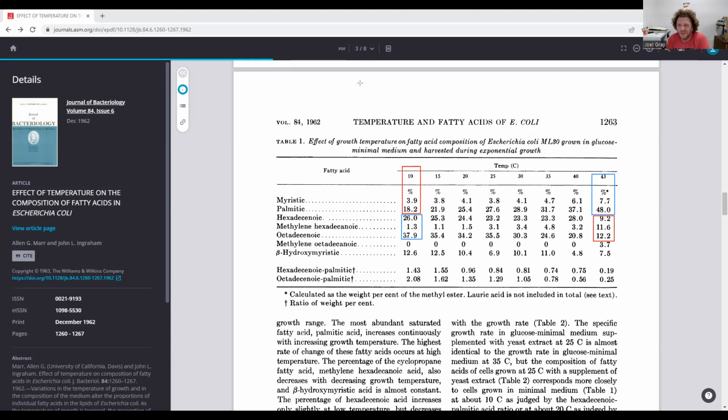All right. Well, I think this is a really good paper, and I think that's an effective one to look at how an organism is going to respond to environmental conditions and produce molecules that make up their membranes at different temperatures.